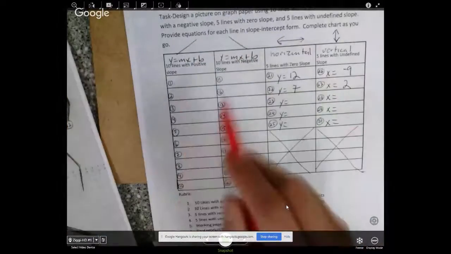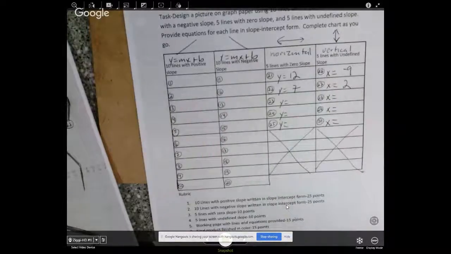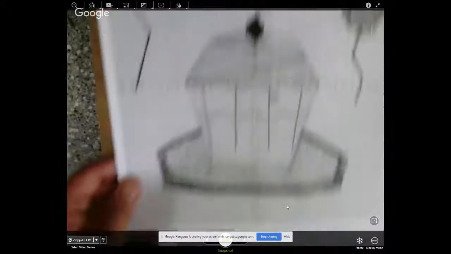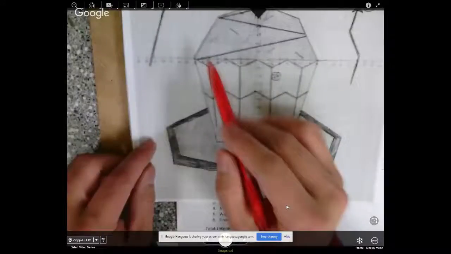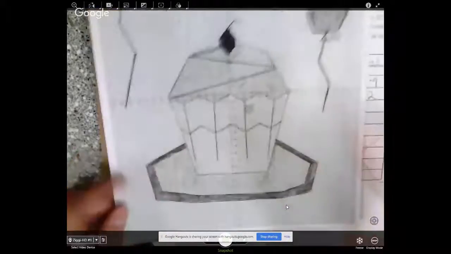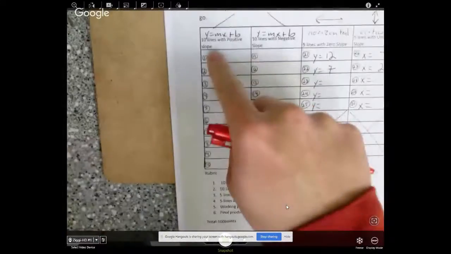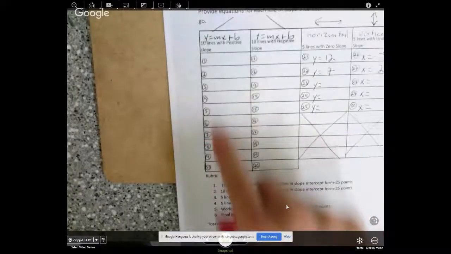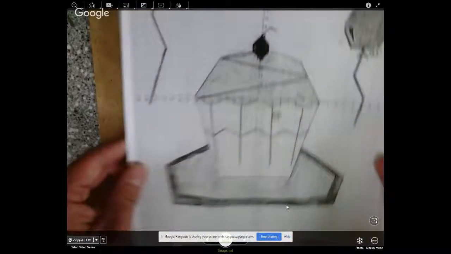If I look on this picture, there is a left to right line that's going up. So we're going to number those ones that are going up. We're going to number them 1 through 10. I'm going to start with number 1. This line that I found here, I'm going to go ahead and number it number 1.